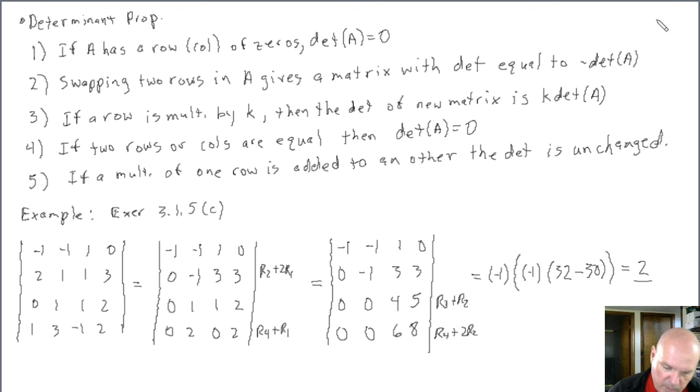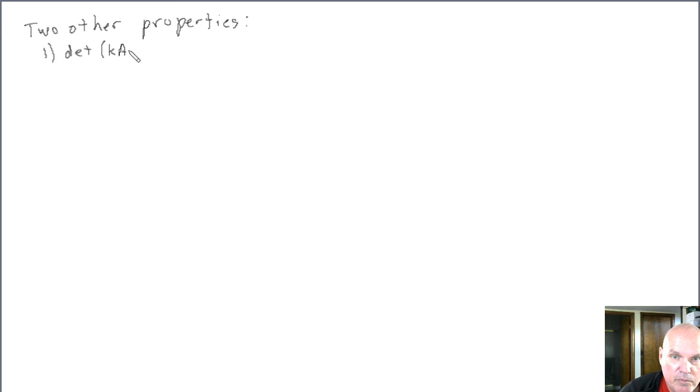Let me give you two other properties here that are useful, and I'll do two more examples. One is the determinant of multiplying an entire matrix by a constant k. Equivalently, I'm multiplying all rows by k. So that's k to the n times the determinant of A.